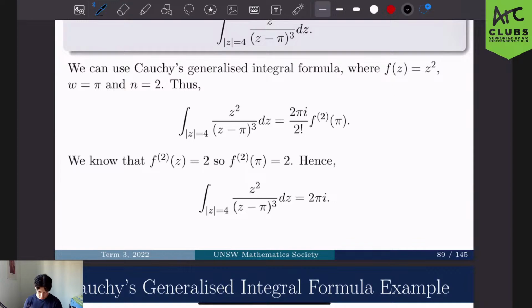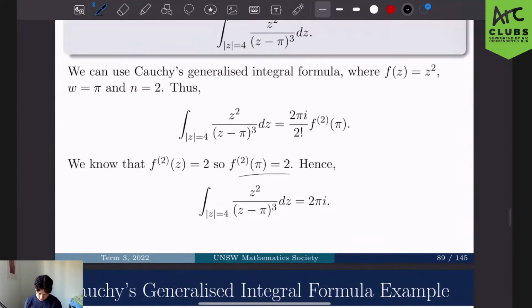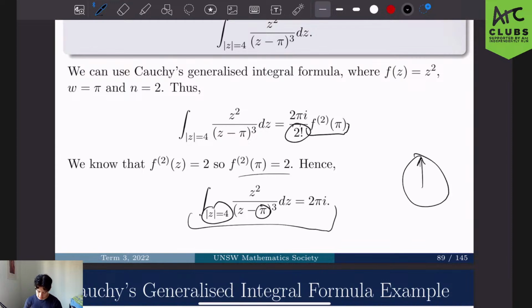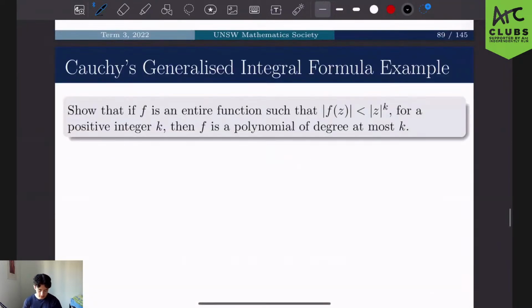Alright, so because it's 2, then this is 2, but this cancels out with the 2 factorial, therefore the value of this is going to be 2 pi i. And once again, as I was saying before, you can apply this when the w here is inside this contour here, which is true because once again we've got a circle of radius 4 and we've got pi here, which is inside the contour, so we can apply it.